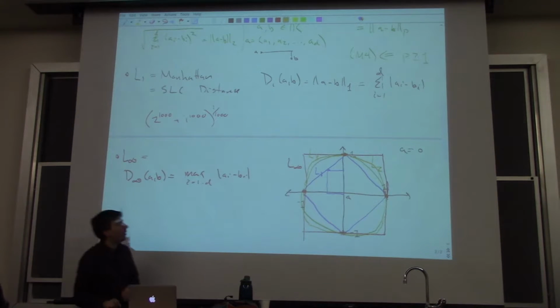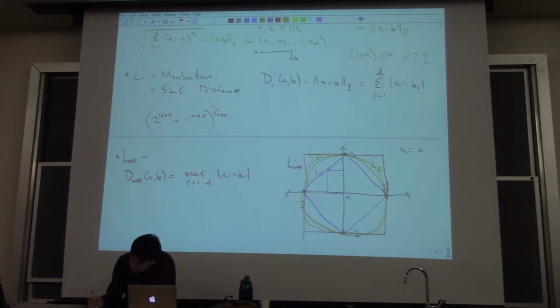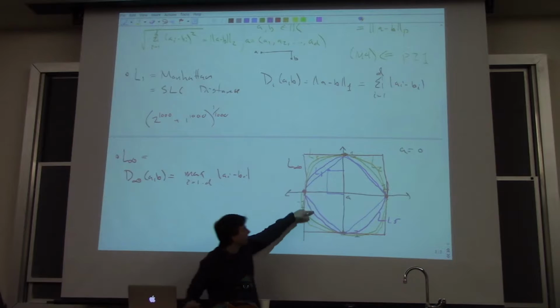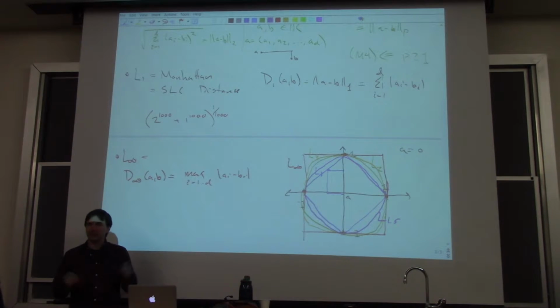Okay, and if you had an L1.5 ball, it doesn't need to be an integer. You could do this, this would be L1.5. Right, it's going to fit somewhere inside of here as well. So kind of cool, right?